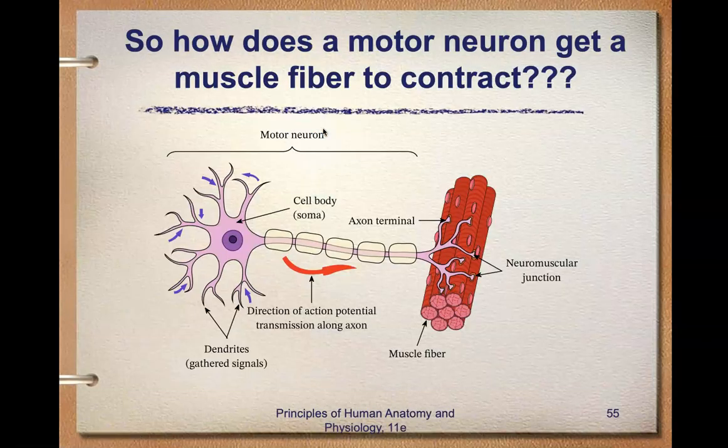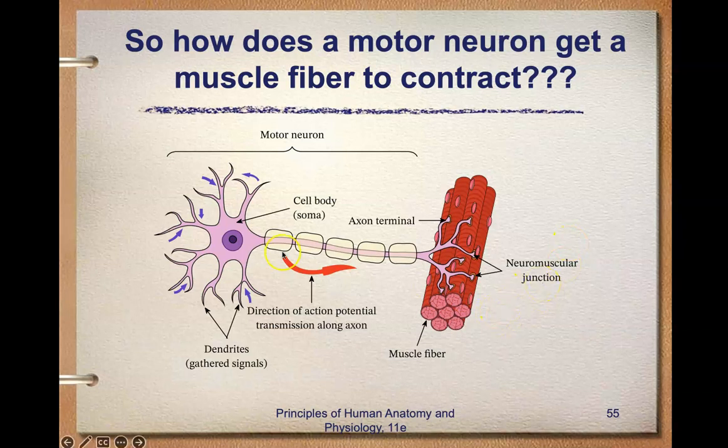So how does a motor neuron actually get a muscle fiber to contract? This is where it gets really interesting. What's the process behind how this happens? All of this is going to take place at this spot called the neuromuscular junction, or you'll hear it abbreviated NMJ. So again, N for neuro, M for muscular, and J for junction.